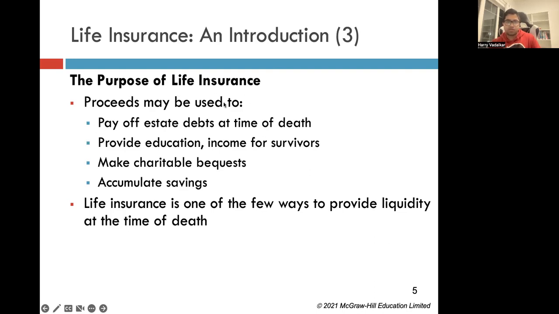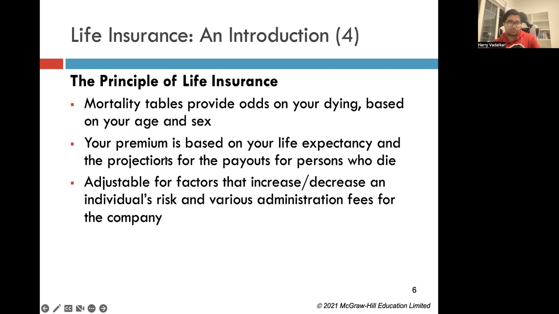The proceeds can also be used to pay off estate debts at the time of death, provide education income for survivors, make charitable donations, accumulate savings. Life insurance is one of the few ways to provide liquidity at the time of death.